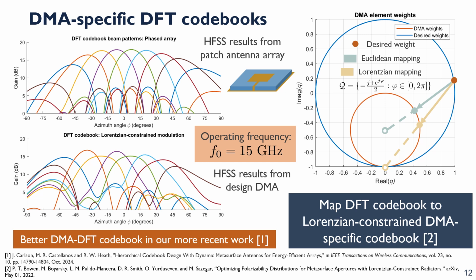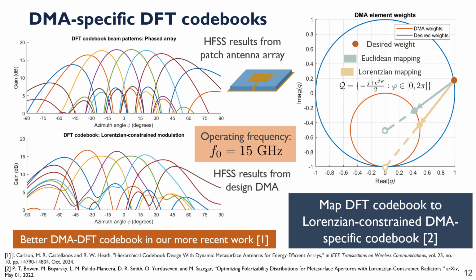Now, in prior work, there have been multiple proposed methods to do this mapping from the desired weight onto our Lorentzian constrained distribution. Two of them are shown here, denoted as the Euclidean and the Lorentzian mapping. But both of these methods allow us to steer a beam pattern with a DMA as long as we know those unit amplitude phased array weights.